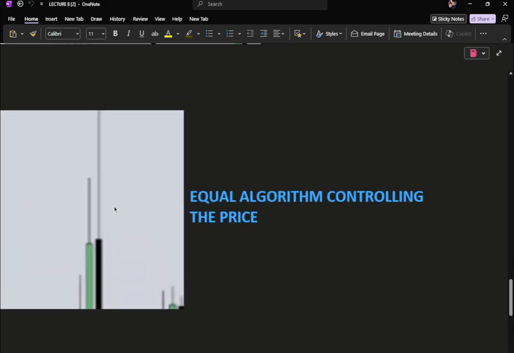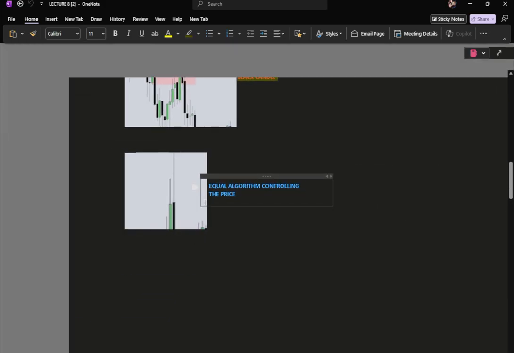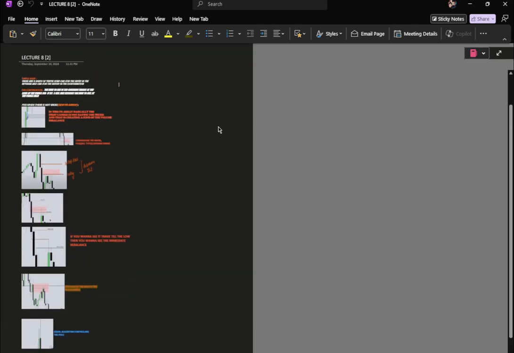The algorithm is controlling the price. There is a drill that ICT gave us. If you're having 2 wicks, just get the longer wick and see the price is only trading till the quarters of that wick. So it traded till the mid, till the CE. It can even trade here, here, here, or here. That indicates that the algorithm is controlling the price.